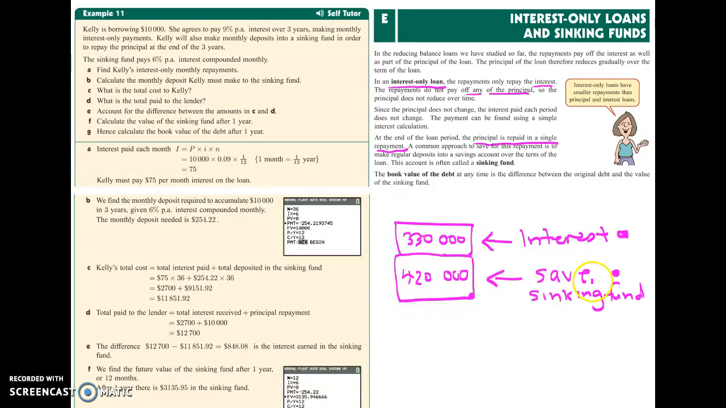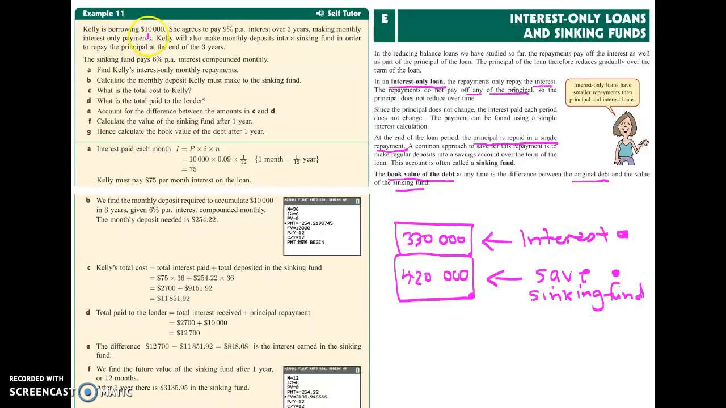Now there's some terminology that's come up here. It says the book value of the debt, so the money owing, at any time is the difference between the original debt, so what we borrowed, and the value of the sinking fund. So that will come into this question over here. Let's look at example 11.